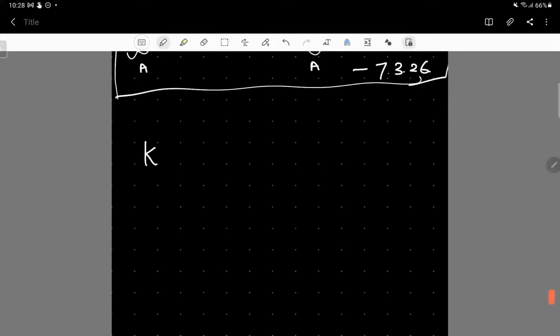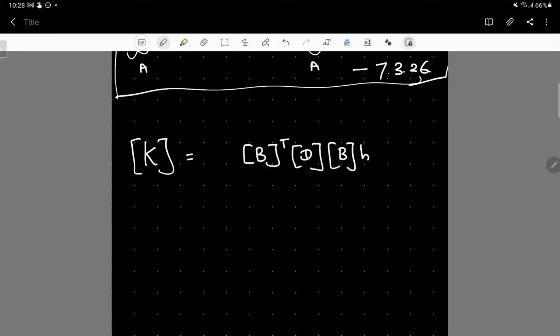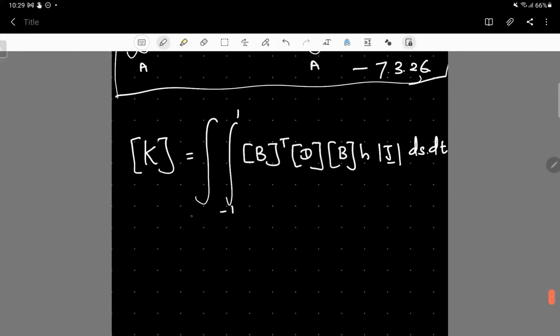What you would get as the stiffness matrix in S and T, once we do the transformation, is nothing but the transformed B matrix transpose, the constitutive matrix, again multiplied by the B matrix, the thickness of the element, and the determinant of the Jacobian, with the integration done with respect to the new coordinate system, S from -1 to +1, and again T varying from -1 to +1. You see, we have to perform this integration in order to obtain the stiffness matrix.